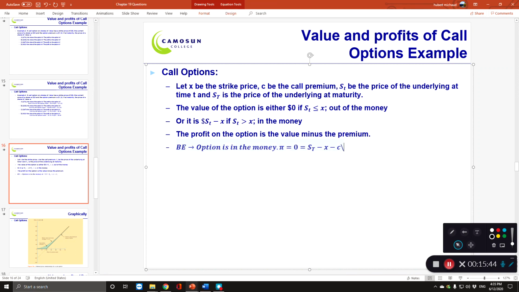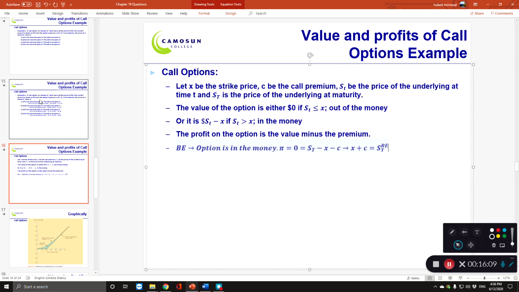So by solving for ST, I would get that X plus C is equal to ST. This is the break-even point, ST break-even. The value of the underlying for which my option position will break even is if the underlying is equal to the strike price plus the call premium.